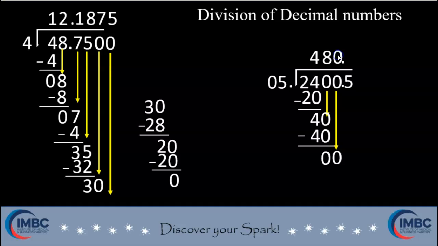So we must put the 0 as a placeholder. If this next digit would have been a 3, it wouldn't have been enough. We would still put the 0 there as a placeholder and bring down the next number. Happens to be a 5. 5 can go into 5 one time. So 480.1.